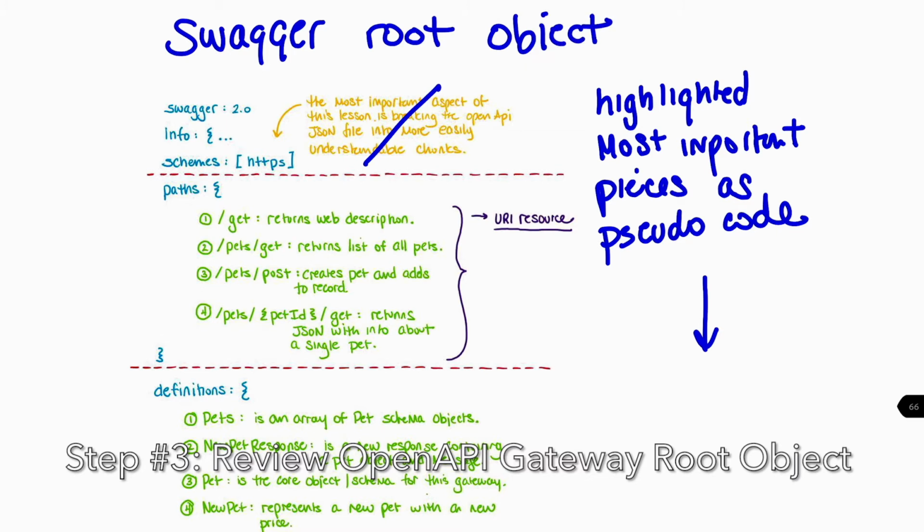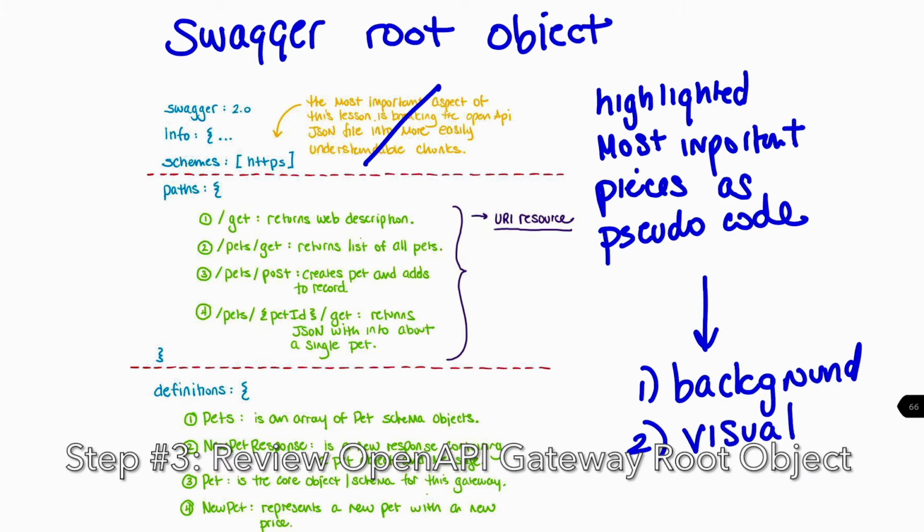What I've done is I've taken the Swagger root object and broken it up and highlighted the most important pieces as pseudocode. So what we did was I provided some background on the Open API specification. Then we're going to go through this visual overview of the code, and then hopefully those two steps will prepare us to actually look at the code itself, and that is what we're going to do last. The code is pretty long, so what I'm trying to do is prepare you to jump into that, hopefully by giving you a good enough introduction.